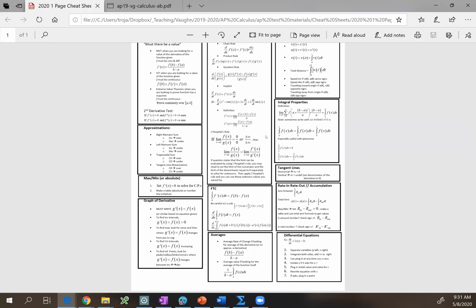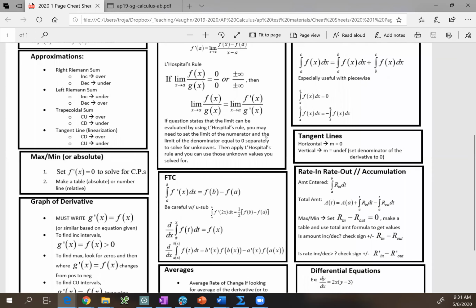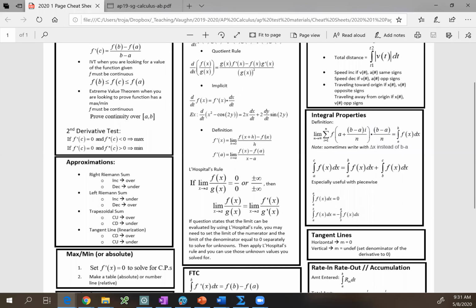But you definitely don't want to have this on your phone if you're turning the test in on your phone. So if you have a Chromebook, you want to have this open on the Chromebook where you can zoom in and zoom out.